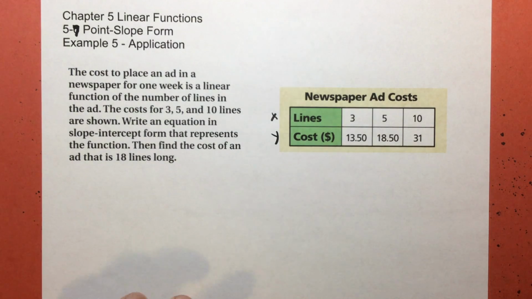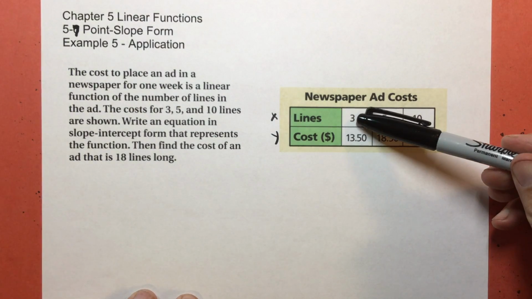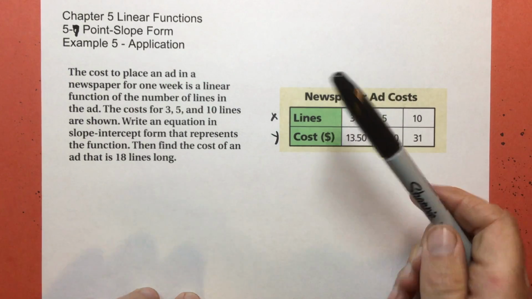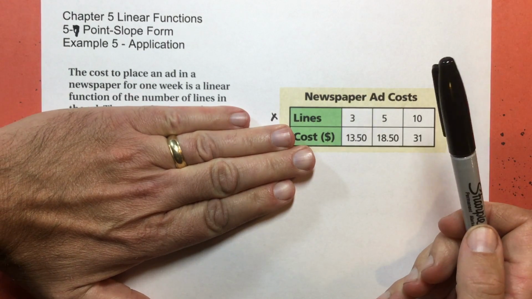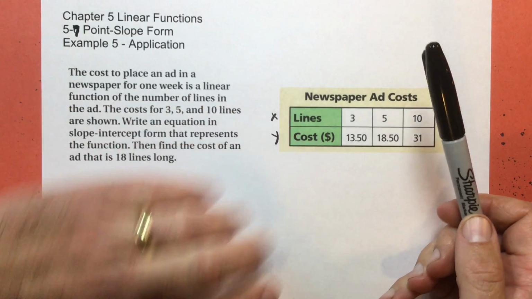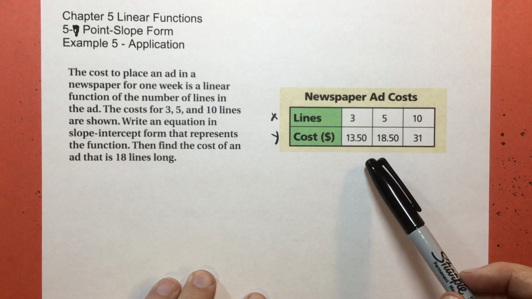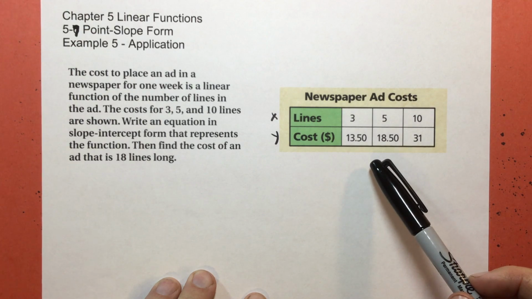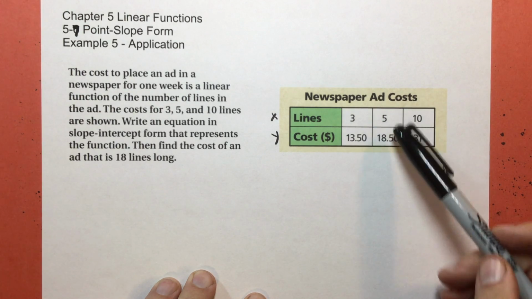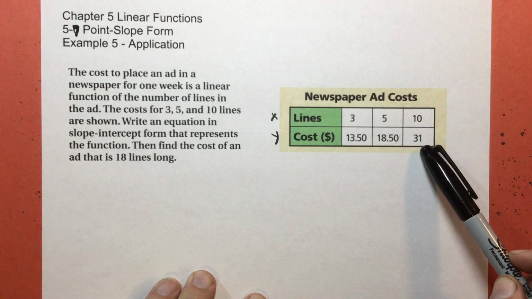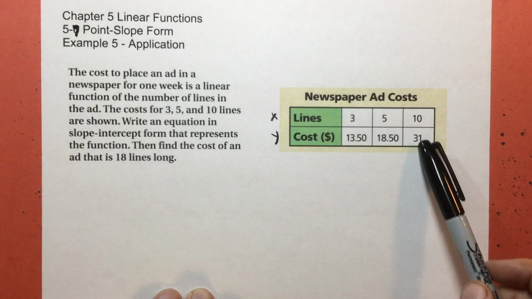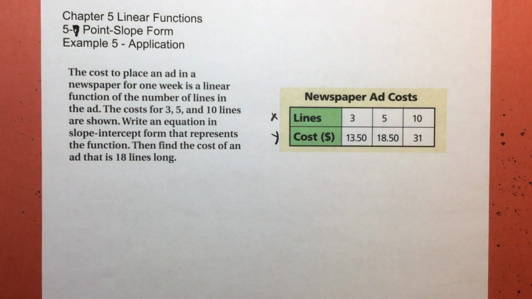So if your newspaper ad is going to have 3 lines, so it would look kind of like that. See how there's three lines right there? Then it's going to cost $13.50. That's actually pretty cheap. I think real newspaper ads are way more than that. 5 lines is going to be $18.50, and 10 lines is going to be $31. Okay? So it looks like this could be a linear function.